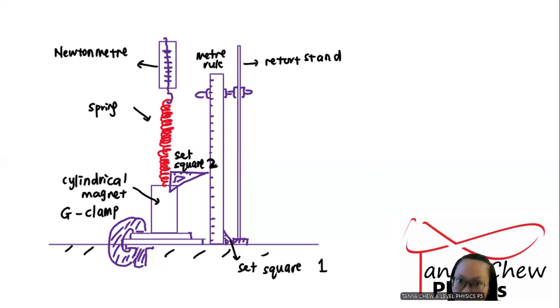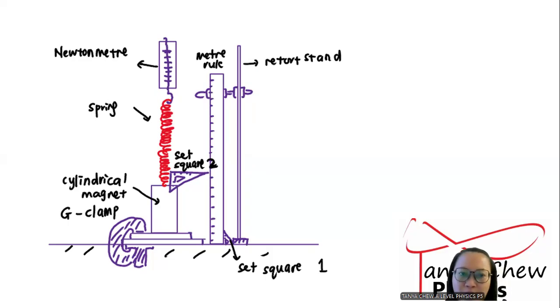Right, there is my spring. Quite ugly. I'm not an artist, you see. And the Newton meter, you apply the force, right? And I don't want everything to fall apart. That is why I want to secure my magnet and the card. So I use a G clamp to clamp them to secure their position.